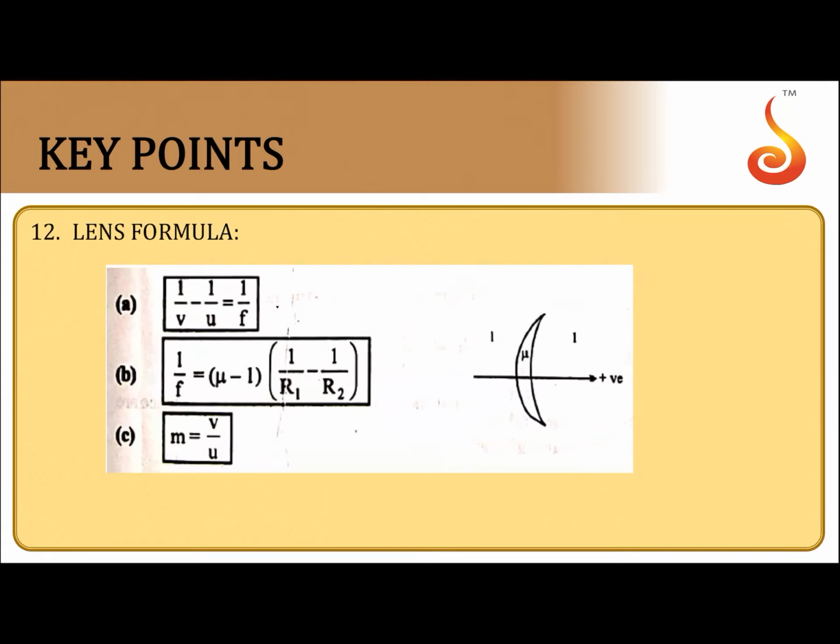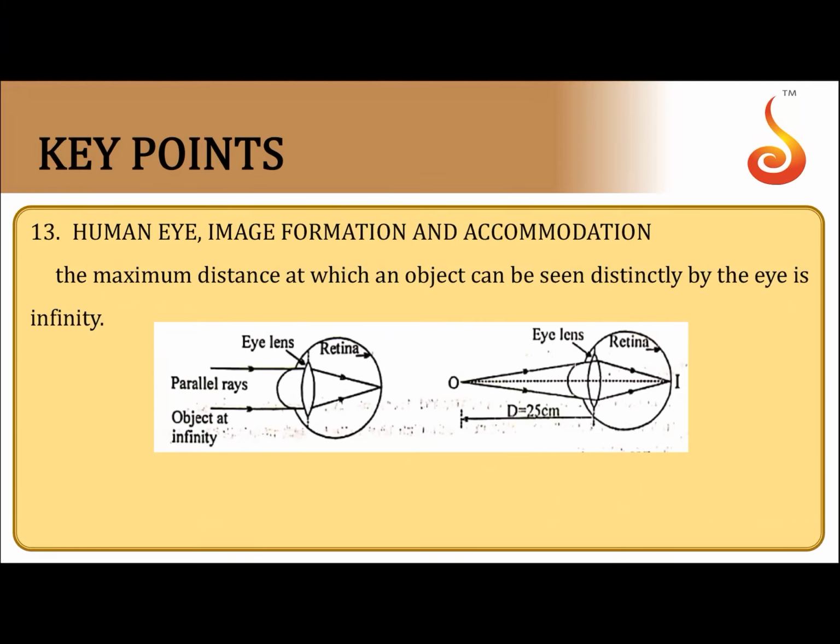And lens formula is 1 by v minus 1 by u is equal to 1 by f. This is called lens maker's formula: 1 by f is equal to (mu minus 1) into (1 by R1 minus 1 by R2), and magnification is given by v by u.